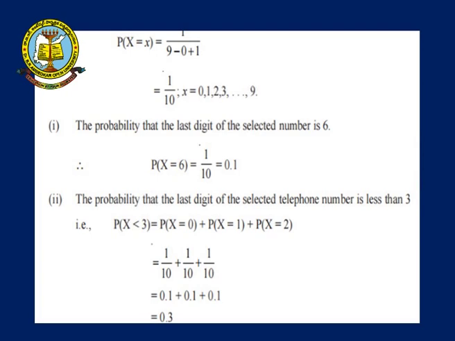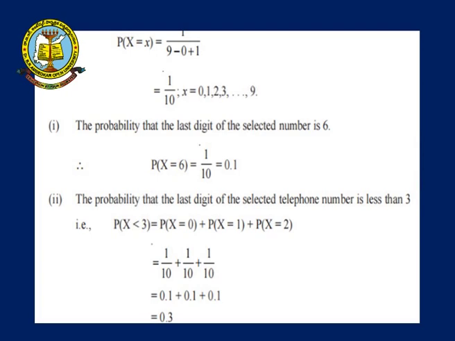Therefore, the first question according to our problem is: what is the probability that the last digit of the selected number is 6? That means the probability of X equal to 6 is 1 by 10 only. If you simplify 1 by 10, it becomes 0.1. So the chance of getting 6 is 0.1.